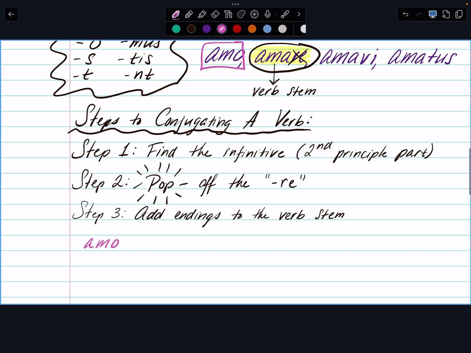But now, once we're out of the first person singular, you can start applying the stem. So again, my stem is ama. So amo, amas, amat. Leave space for your translation too. Amamus, amatis, amant. So we've listed out the possible forms for the present tense. Now we just translate. That's the easy part.